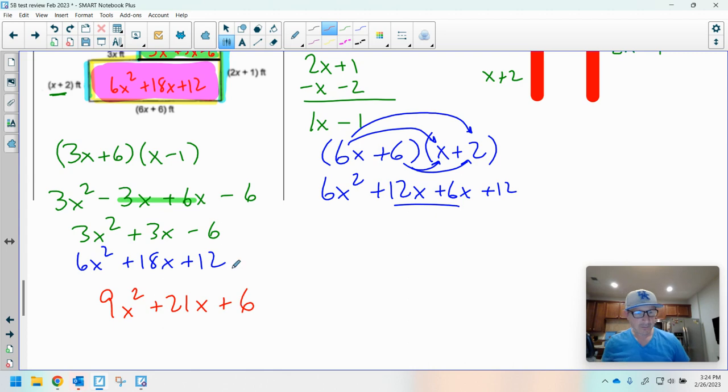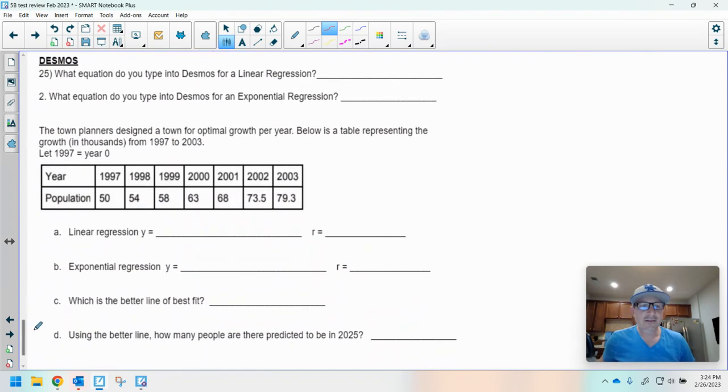All right. Not too bad, hopefully. Desmos, last one, 25. All right, we're going to do a little Desmos going on here.